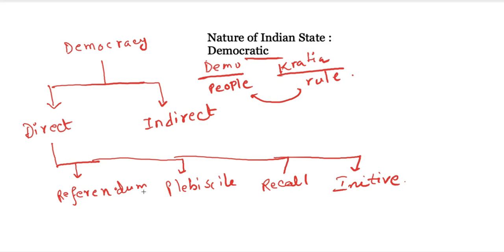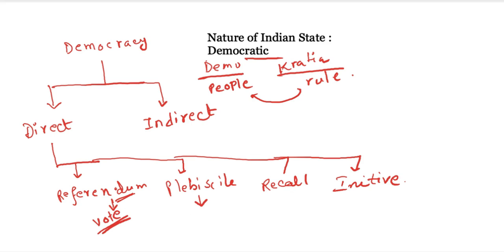Now let's discuss this. Referendum is that, let's say the government wants to make a market. Where the market will be, the government tells the people that you vote where the market will be. Or the government wants to make a bridge. Government asks people that you vote where will be the bridge or what will be the color of the bridge. So if there is a proposed legislation put to vote, and people decide, then it is called referendum.